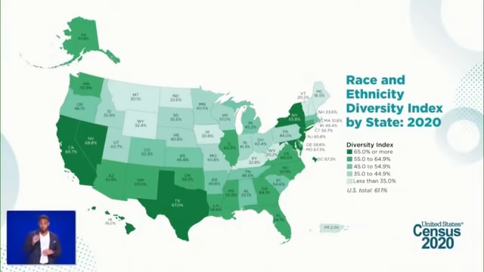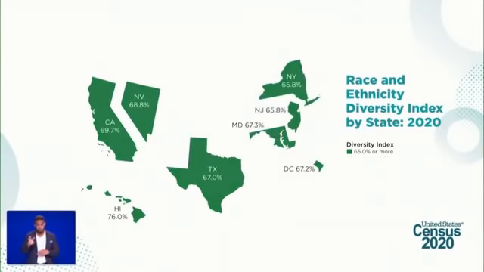In 2020, at the national level, there was a 61.1% chance that two people, chosen at random, were from different race and ethnicity groups. This is higher than in 2010, when the Diversity Index was 54.9%. In general, the states with the highest Diversity Index scores in the 2020 census are found in the West, Hawaii, California, and Nevada, in the South, Maryland and Texas, along with the District of Columbia, a state equivalent, and in the Northeast, New York and New Jersey.